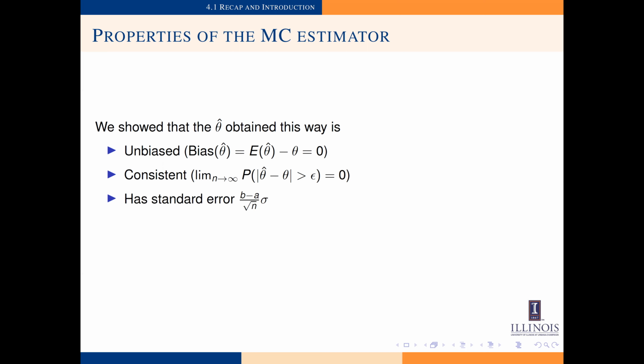We also showed that the theta hat obtained this way has standard error equal to b minus a divided by square root of n times sigma, where sigma is the standard deviation of g of x where x follows the uniform distribution between a and b. And we further showed that by the central limit theorem, the theta hat is asymptotically normally distributed, and we can use that to establish a confidence interval for the true theta based on the estimates that we get.